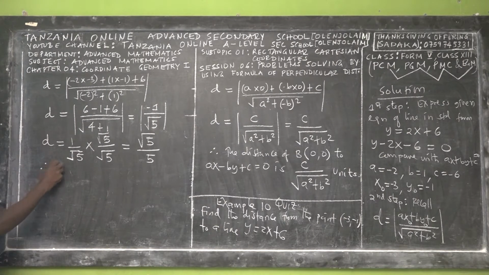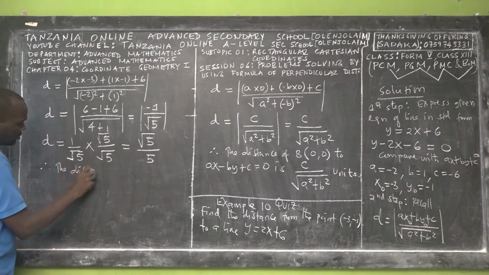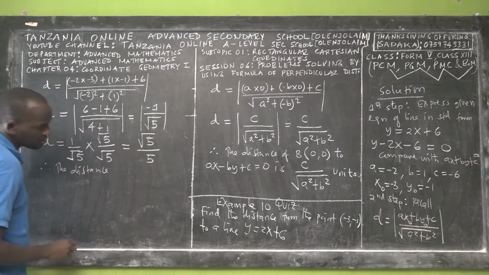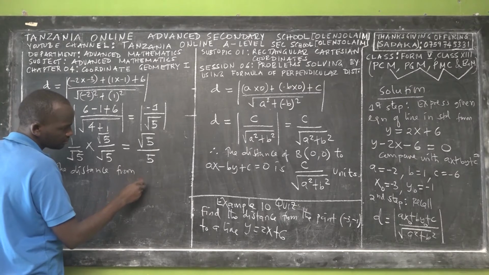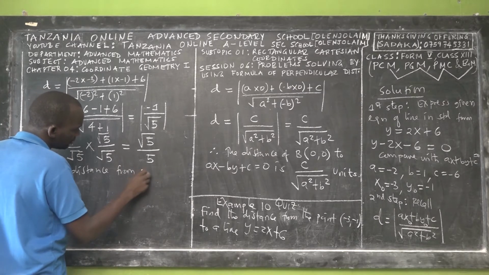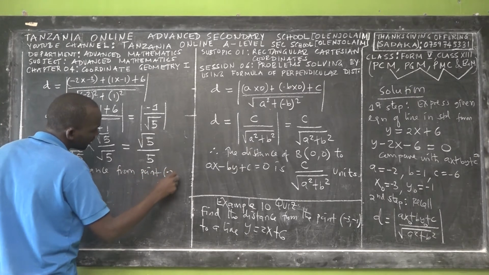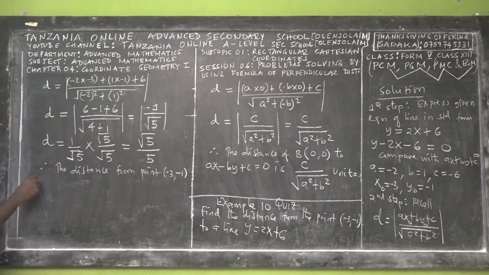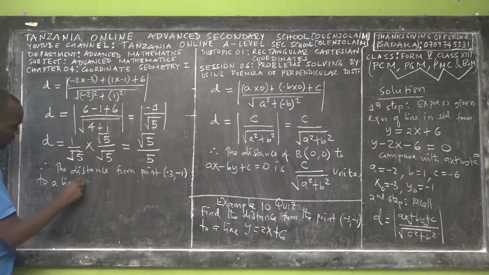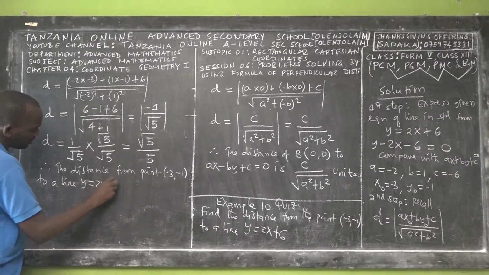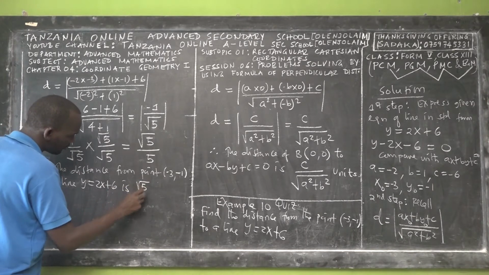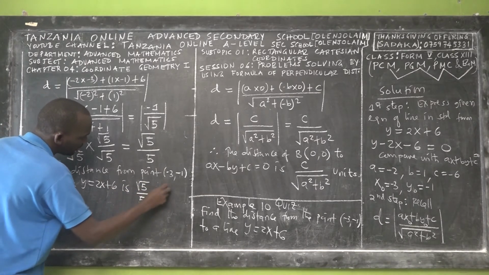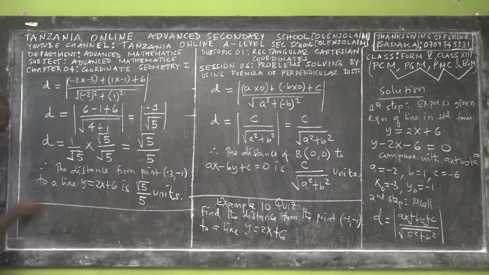Therefore, the distance from (-3, -1) to the line y is equal to 2x plus 6 is square root of 5 over 5 units.